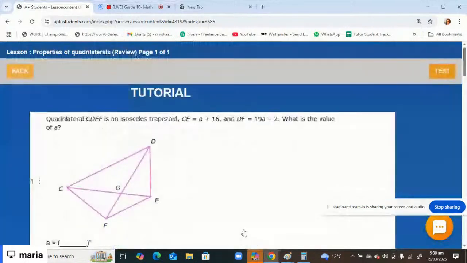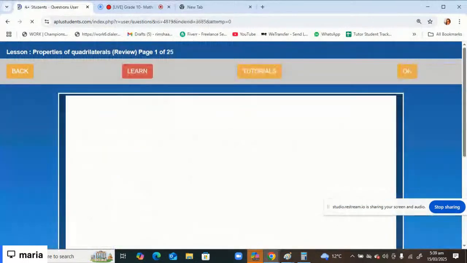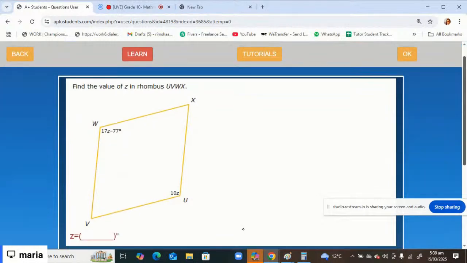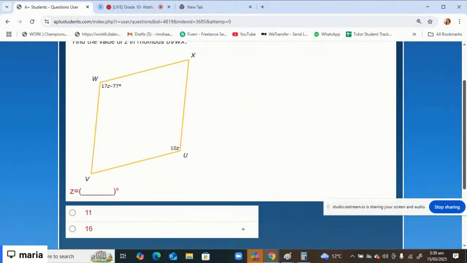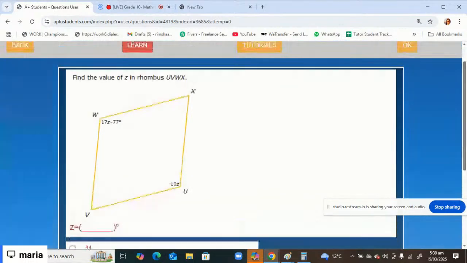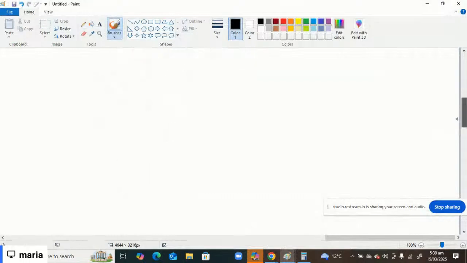Now let's start the test questions. We have done some test questions. So now find the value of z in the rhombus UVWX. W is given and U is given. So you are just going to combine U and W. Okay. U is equal to W. Let's do it.